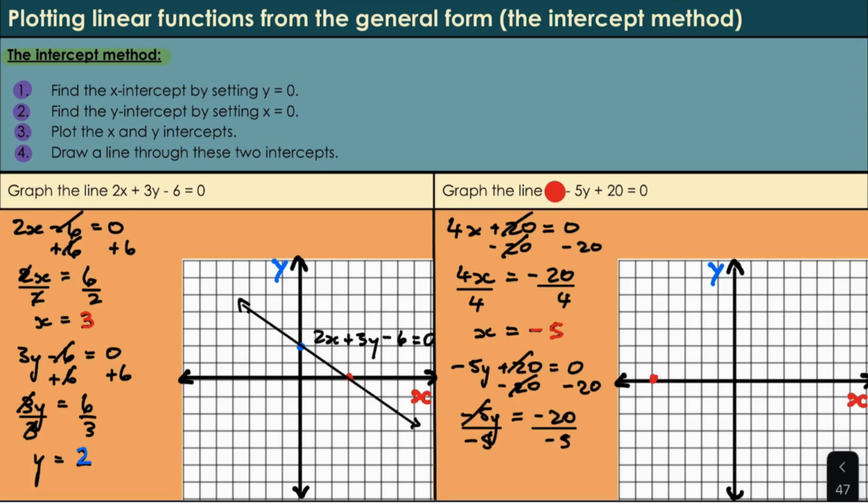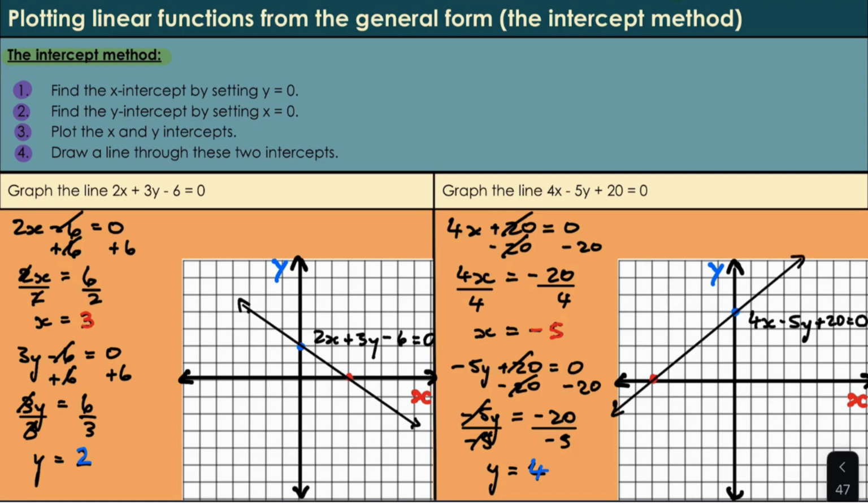The negative 5s will cancel. The y is left behind. A negative divided by a negative is positive. 20 divided by 5 is 4. Positive 4 is our y-intercept. And I plot my blue point. I connect those two intercepts with a straight line.